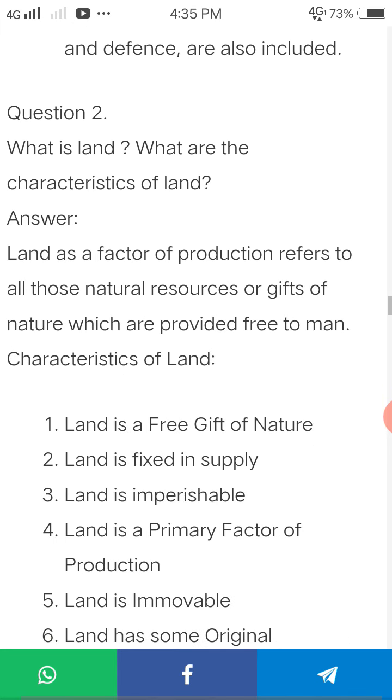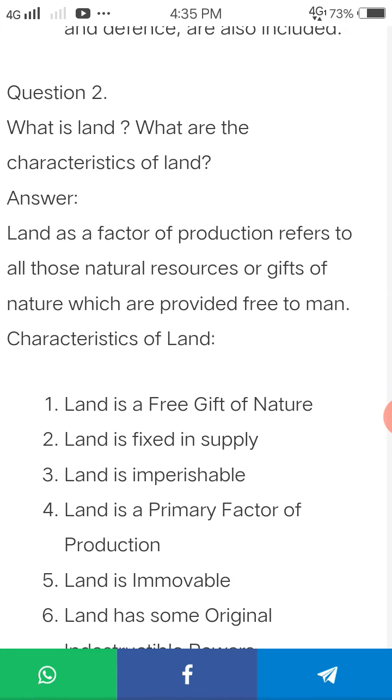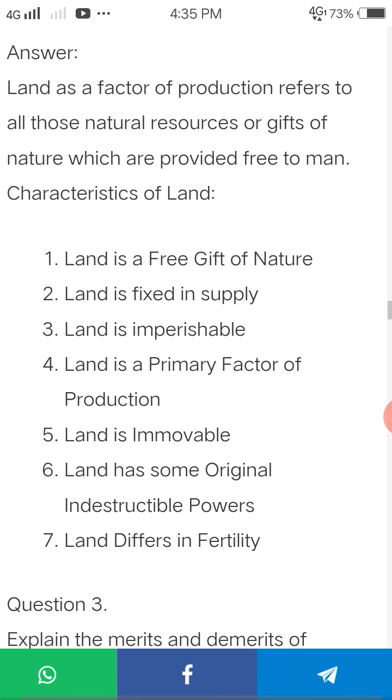Then question number 2, what is land? What are the characteristics of land? Answer is, land as a factor of production refers to all those natural resources or gifts of nature which are provided free to man. Characteristics of land.